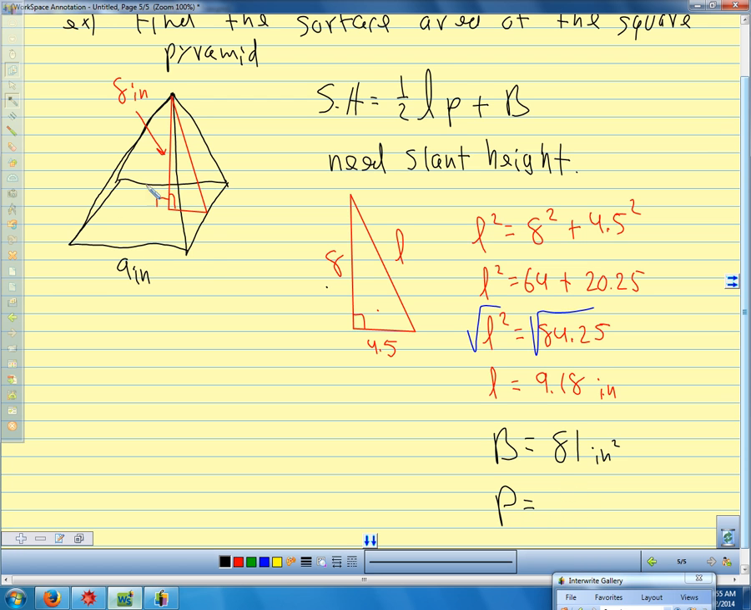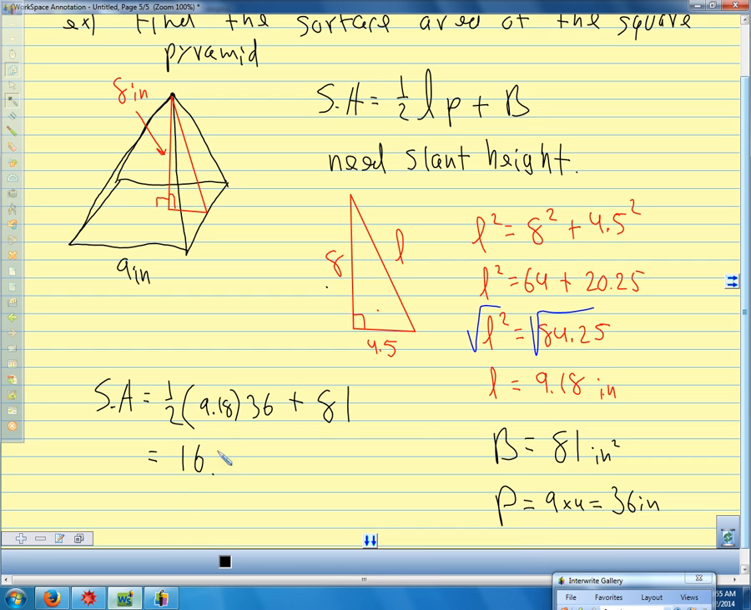36. 9 plus 9 plus 9 plus 9, 4 times 9. So now we're set. Our surface area is 1/2 the slant height, 9.18, times the perimeter of the base, 36, plus the area of the base, 81. When I multiply this out, I get about 165.2.